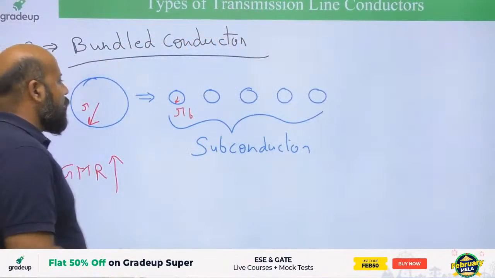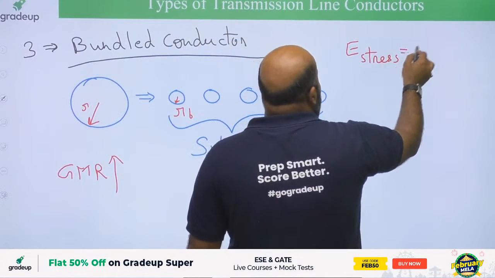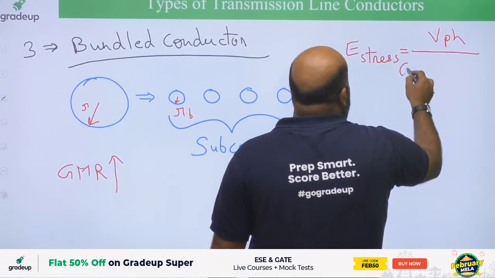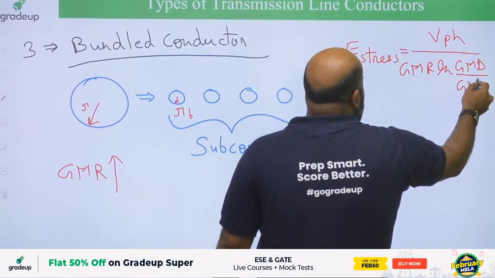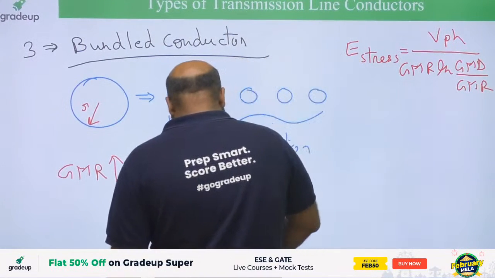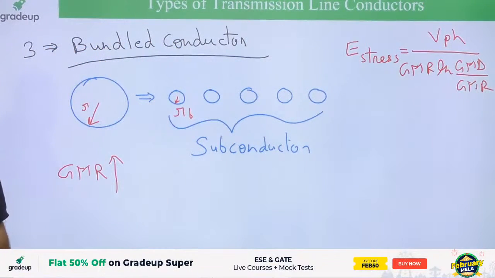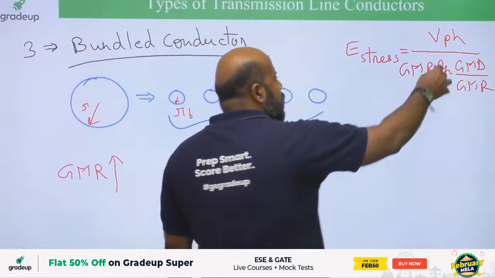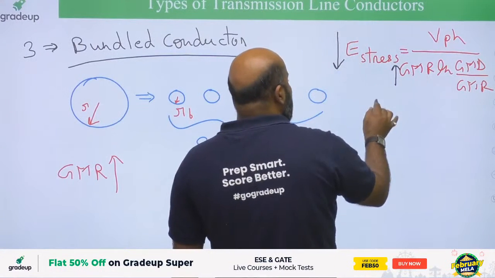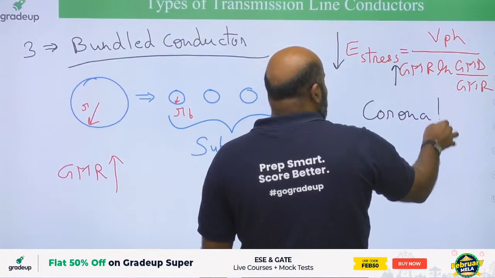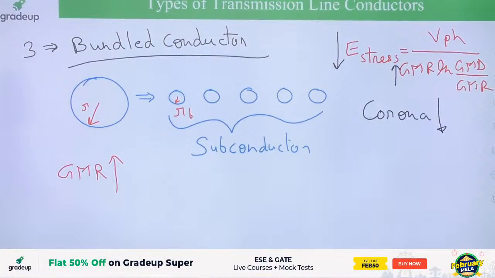In another way, you can write the electric field stress at the surface of the conductor as V phase upon GMR times ln GMD upon GMR. Is it clear? Now this is logarithmic, so we are not taking that effect into account, but if you increase the GMR, this electric field stress is going to be reduced. So ultimately corona loss or corona phenomenon is going to be reduced. This is what we wanted.